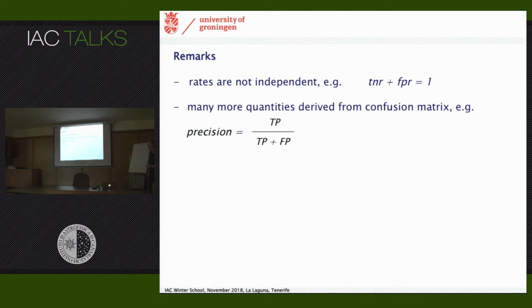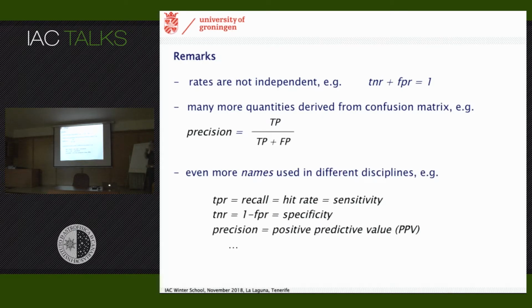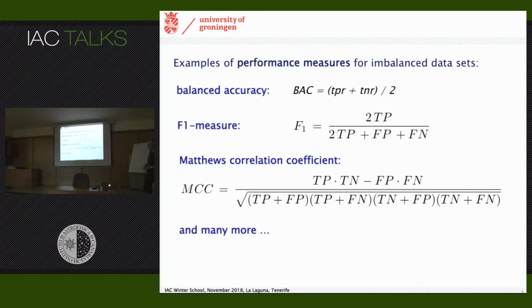probabilities. Many more quantities can be derived from the confusion matrix, and very often the same quantities go by very different names in different disciplines. So you have precision, you have recall, hit rate, sensitivity, specificity, positive predictive value, and what was it, what you said, pureness and? Completeness and purity. Completeness and, yeah, okay. Just the same thing, different name. So don't be surprised if you come across different names for these quantities.